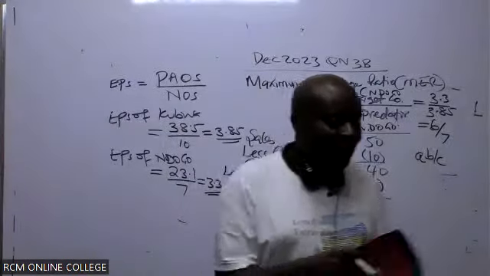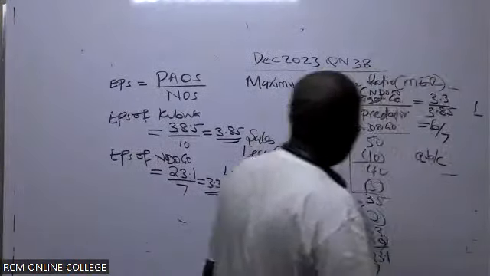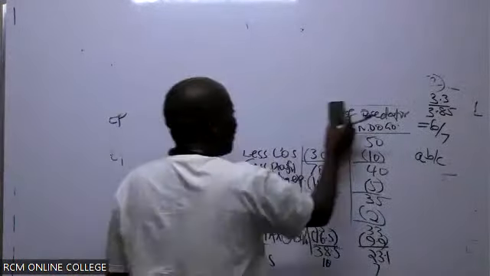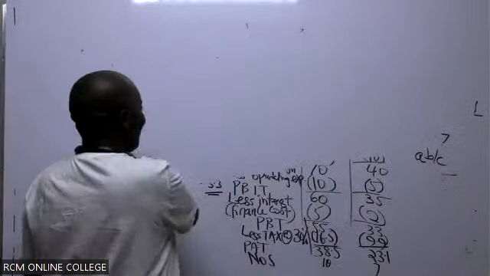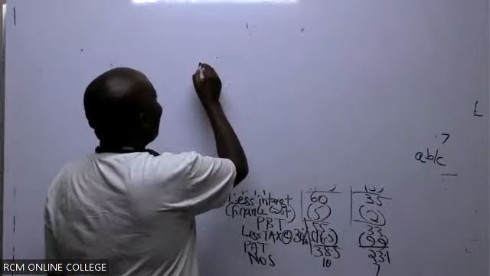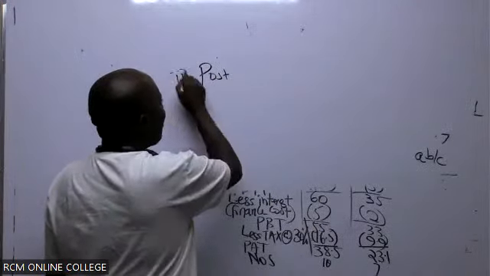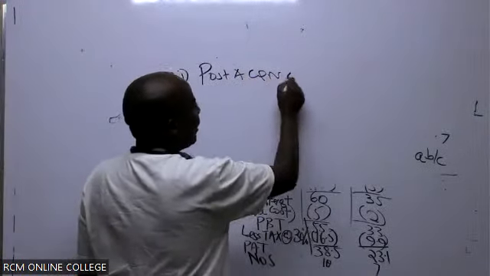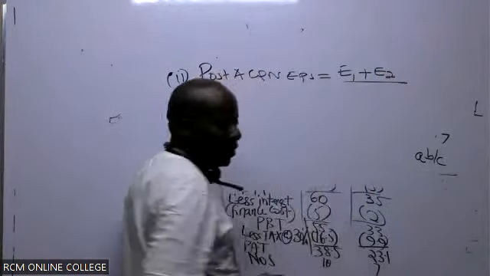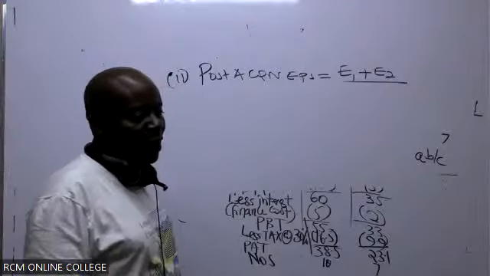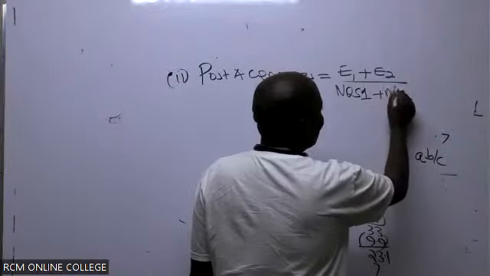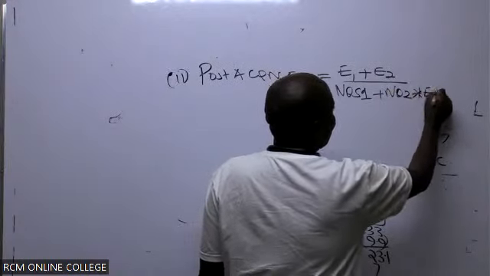So anytime we talk about post-acquisition EPS, this is number 2 now, it will be earnings of company 1 plus earnings of company 2, divided by their respective numbers of shares: NOS 1 plus NOS 2 times what we call the exchange ratio.